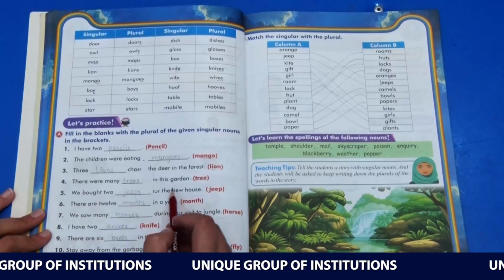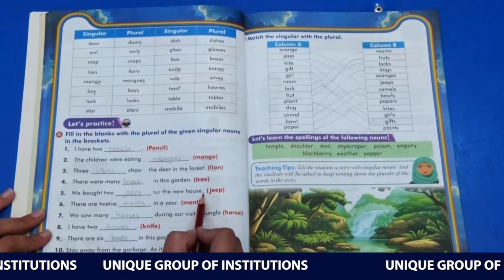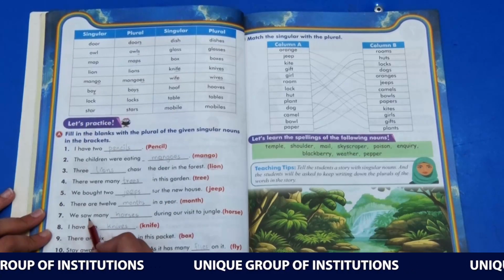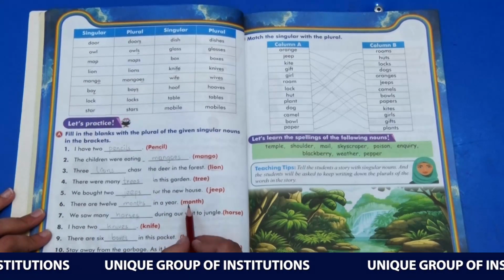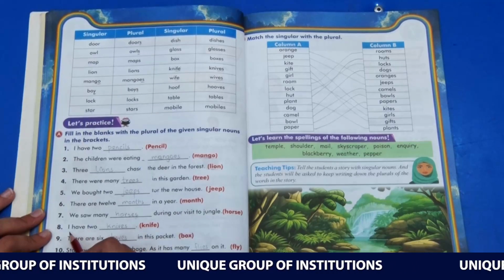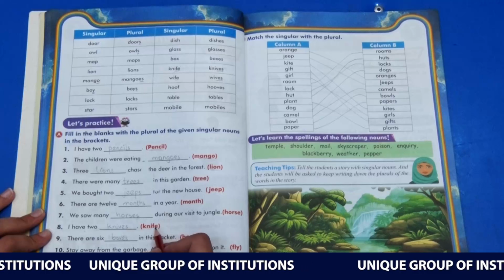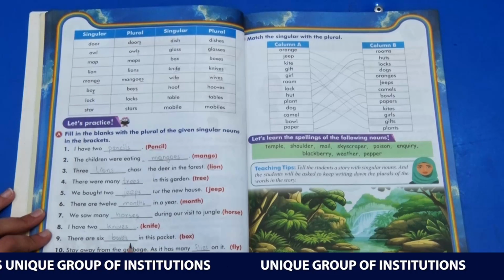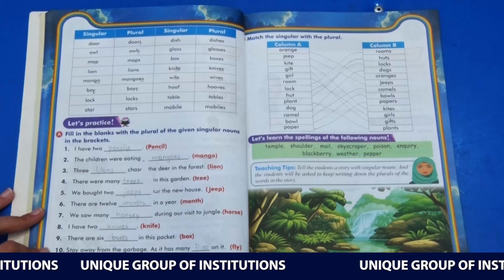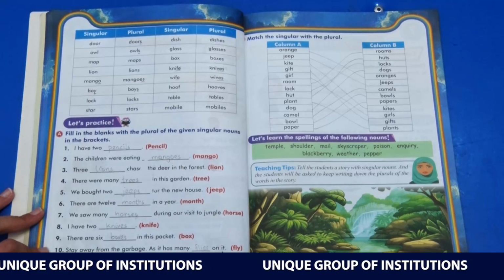We bought 2 jeeps for the new house. There are 12 months in a year. We saw many horses during our visit to the jungle. I have 2 knives. There are 6 boxes in the packet. Stay away from the garbage as it has many flies on it.